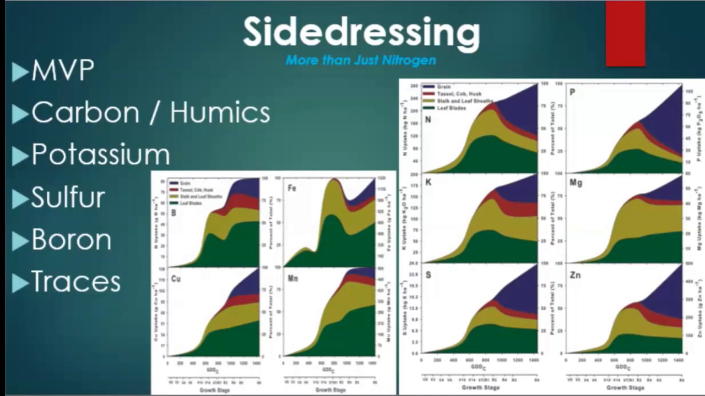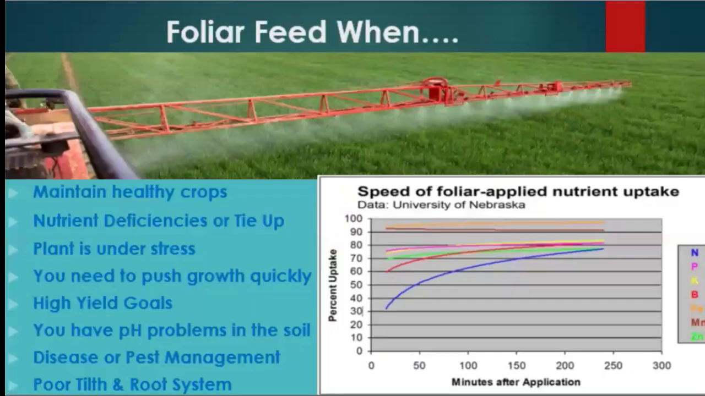Oftentimes in fields that I've walked, I've seen a lot of potassium that seems to be issues later on in the season. That's a huge thing to fill the gap. Boron, sulfur, just to mention a few. So that kind of just brings home the point that the plant just doesn't need nitrogen. It's a balance, right? A balance. You've got to find that balance. What you need in one field may not be the same in another as well.